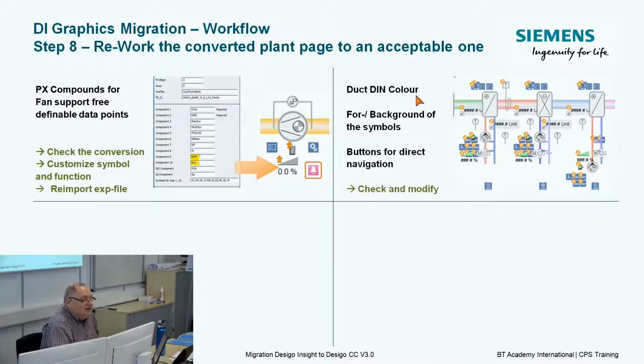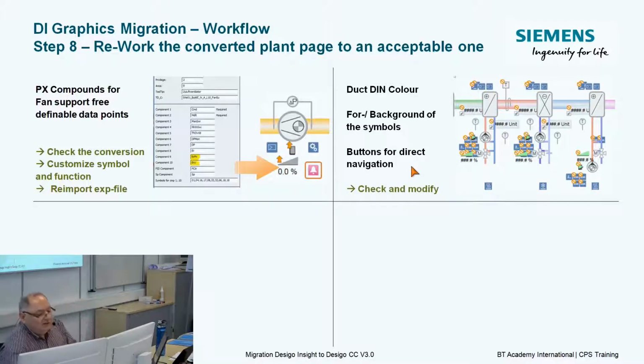Then the duct colors, and especially making the ducts work. In Desigo Insight, creating the ducts is completely different from Desigo CC. And also the colors might not match together, okay? And the buttons.